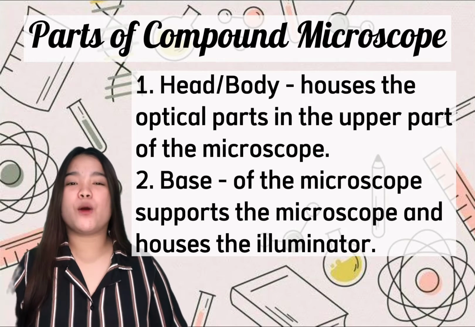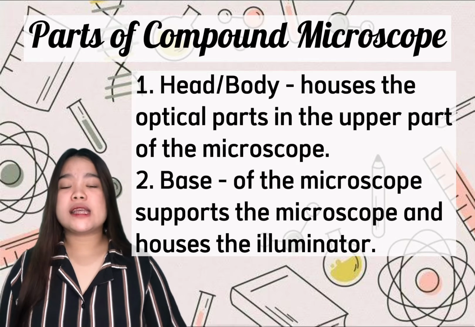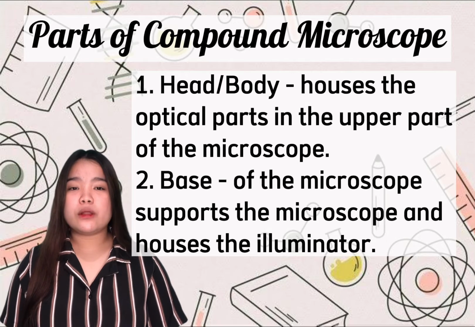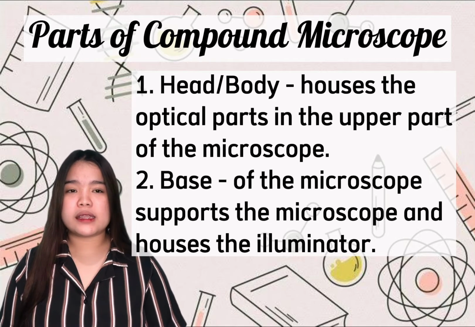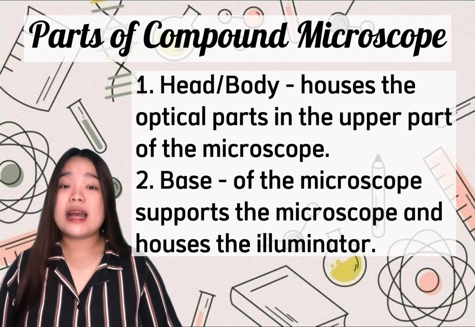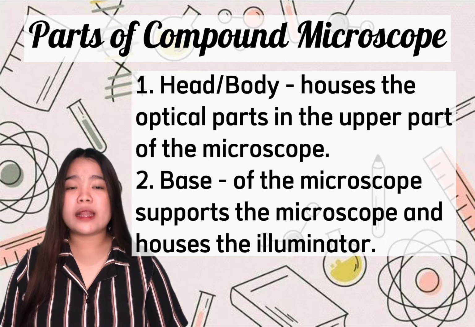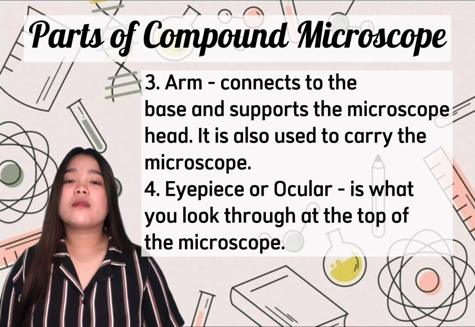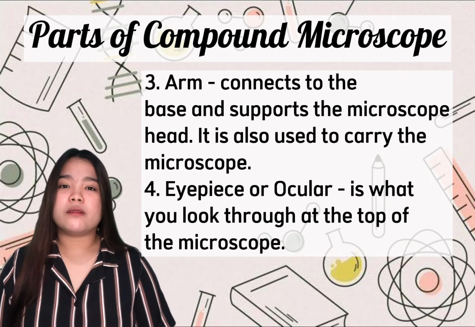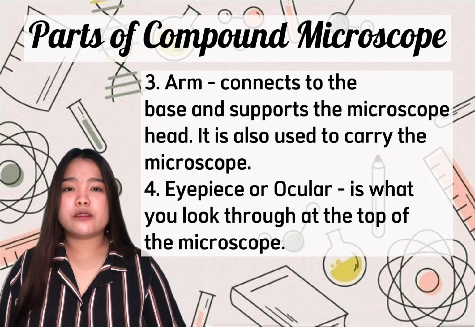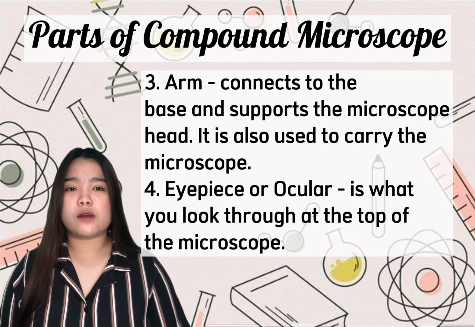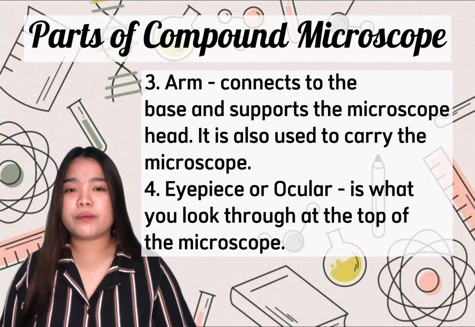These are the parts of a compound microscope. First is the head or the body. The head or the body houses the optical parts in the upper part of the microscope. Second is the base. The base of the microscope supports the microscope and houses the illuminator. Third is the arm. The arm connects to the base and supports the microscope head. It is also used to carry the microscope.